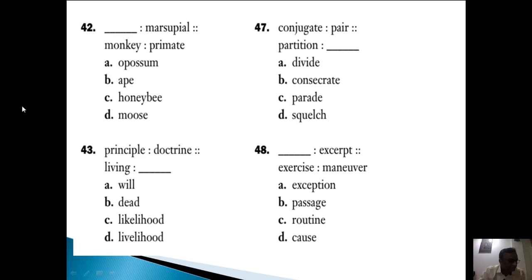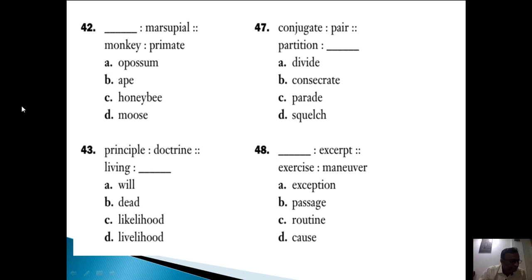Next one. If you're not getting it, I'll read one more time. A monkey is an example of primate, and opossum is an example of marsupial. Example number 43. Principle equal to doctrine, then what equal for living? A principle is another word for doctrine.